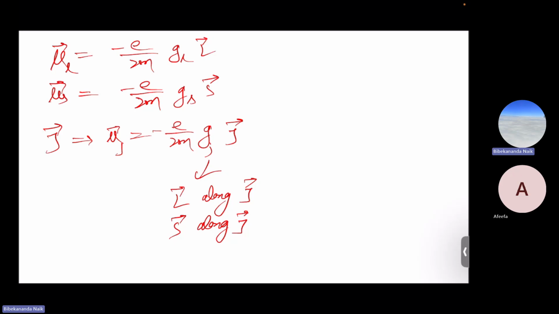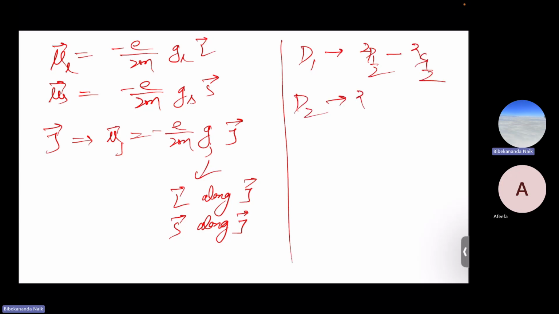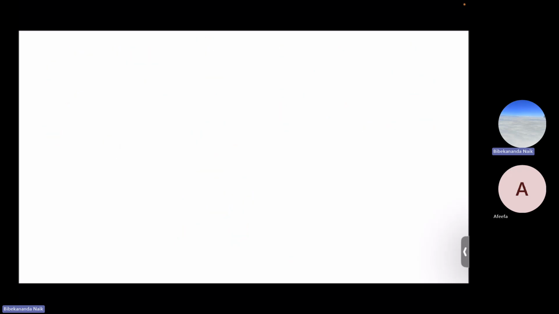So we discussed the normal Zeeman effect, and the anomalous Zeeman effect we also discussed. One example of the anomalous Zeeman effect was the D1 and D2 lines: 2p1/2 and 2p3/2. In case of D1, the transition occurs from 2p1/2 to 2s1/2, and D2 is 2p3/2 to 2s1/2.